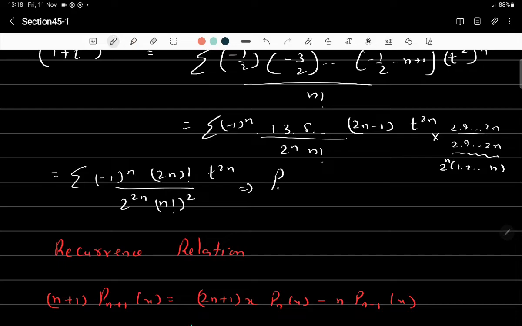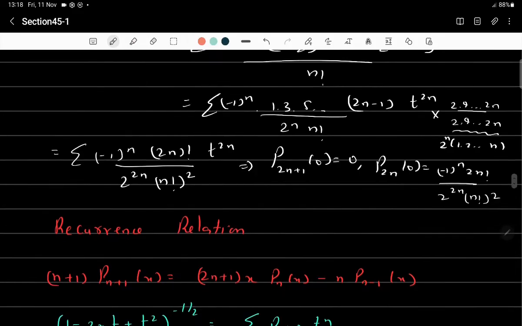So this implies that P of 2n plus 1, because it does not have any odd powers. If you compare the coefficient of x raised to power 2n plus 1, or t raised to power 2n plus 1, on both the sides, P_{2n+1}(0) is 0, and P_{2n}(0) is (-1)^n (2n)! divided by 2 raised to the power 2n and (n!)^2.